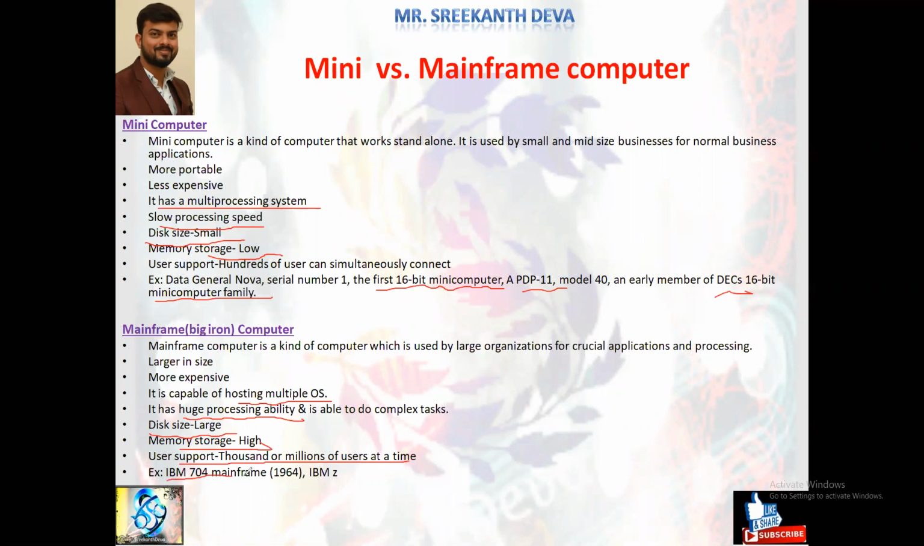IBM. Okay, IBM 704 mainframe. It was released in 1964. IBM Z, what is IBM Z? It is a family name used by IBM for all of its Z architecture mainframe computers. The best example of these mainframe computers is the IBM Z family. IBM Z is a family name used by IBM for all of its Z architecture mainframe computers.